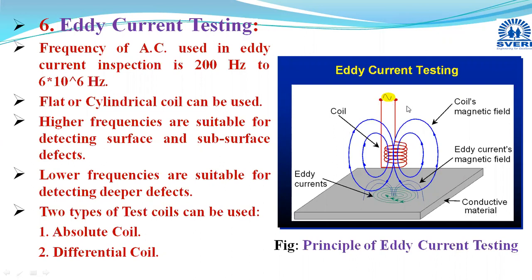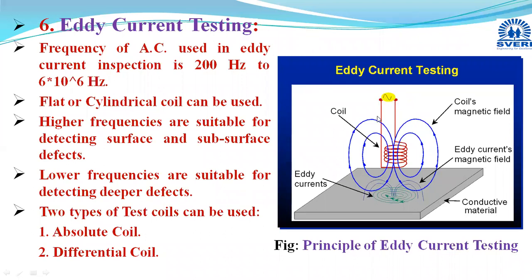Suppose we want to detect surface and subsurface cracks, then high frequency alternating current is applied, because when high frequency alternating current is used, eddy currents are only generated at the surface and subsurface area. If we want to detect deeper defects or cracks, then low frequency alternating current will be passed so that the eddy current generated will flow through different surface layers for detecting the deeper defects. So depending on which defects you want to detect, we choose the frequency of the alternating current.